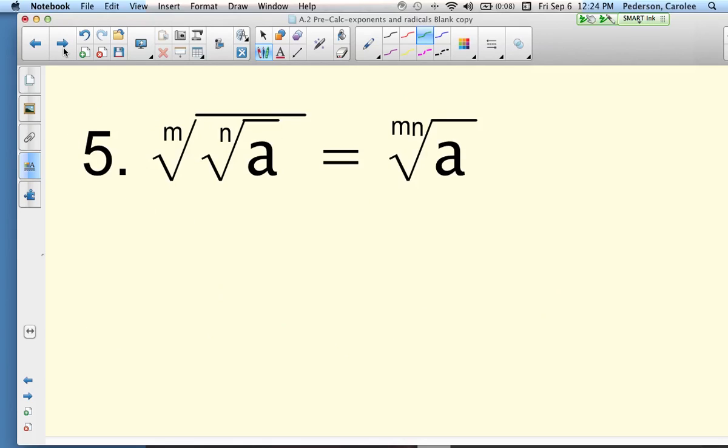The last property is a radical within a radical. What happens is, to combine it into one radical, you multiply the indexes together. So now you have m times n, and now it's one radical.